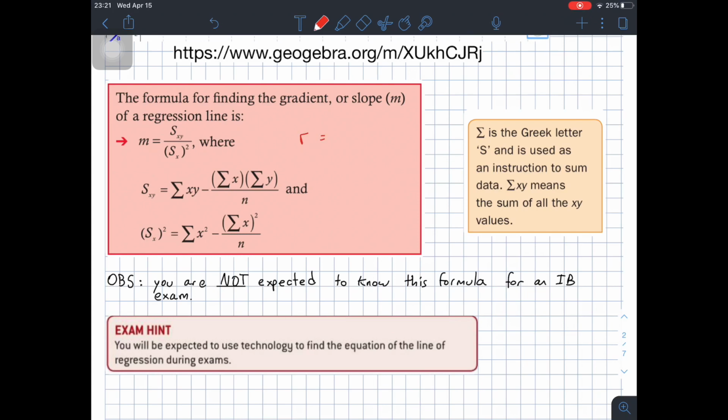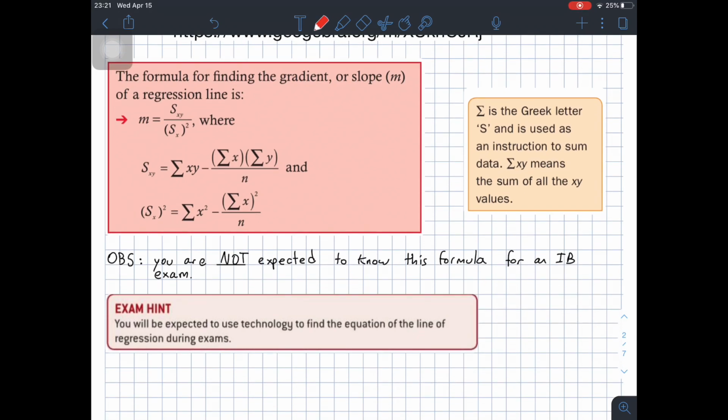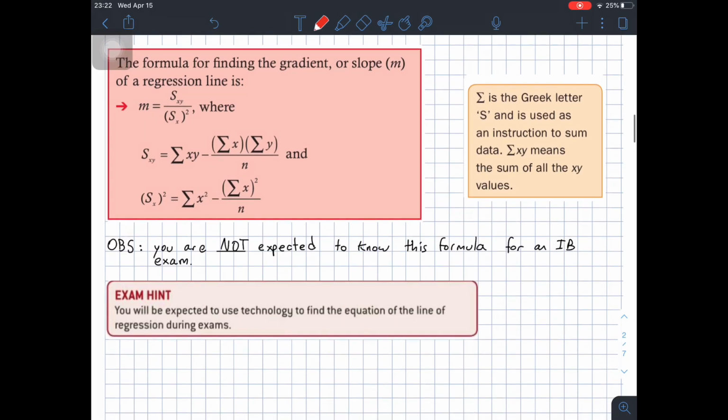Remember? There was a formula, which I think was covariance of xy divided by covariance of x times covariance of y, something like this. So the same thing applies here to calculate the regression line. The covariance of xy is calculated this way, and the covariance of x is calculated this way. And here it says the sigma notation is a Greek letter S and is used as an instruction to sum all data. Sigma xy means the sum of all the xy values. Okay, so that's how you interpret symbols.